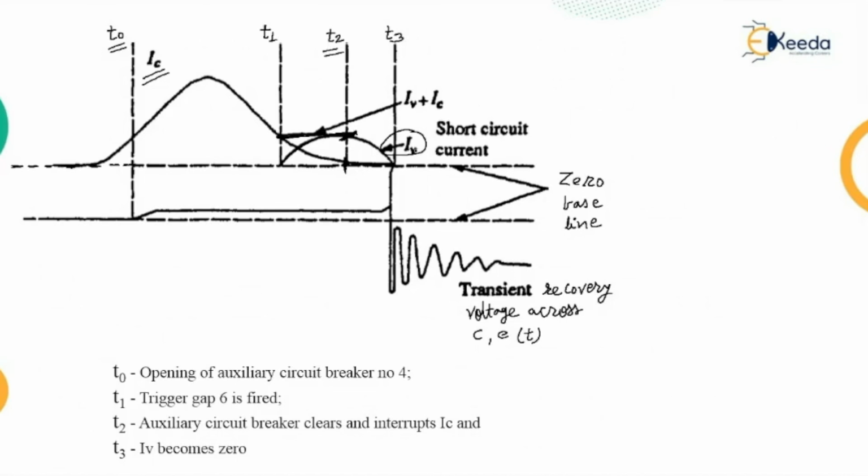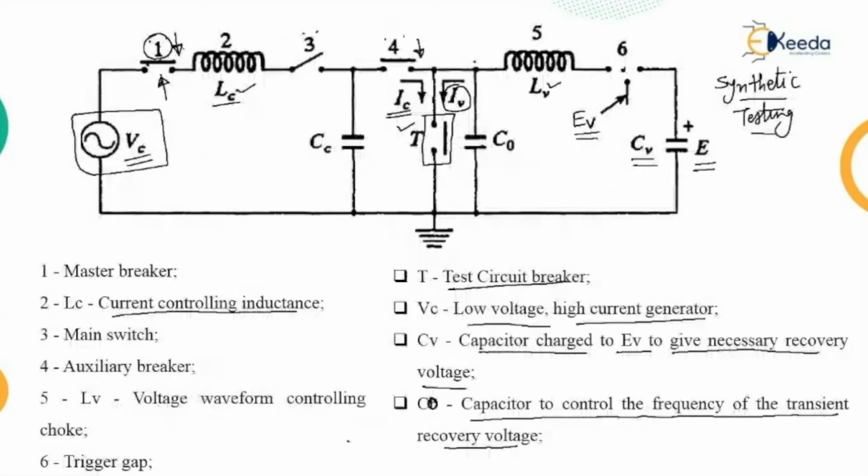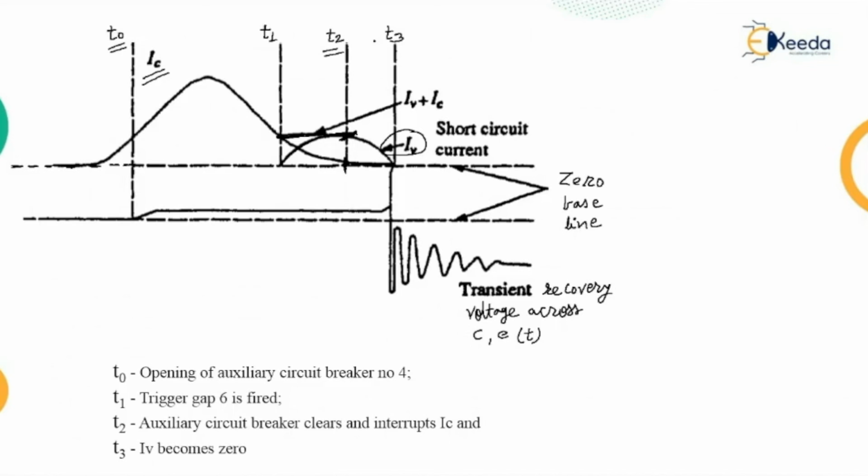So it is important to see that the high current source is disconnected and the high voltage source applied with absolute precision by means of an auxiliary circuit breaker at the instant of circuit breaking. So this is the way of doing synthetic testing under the short circuit test.